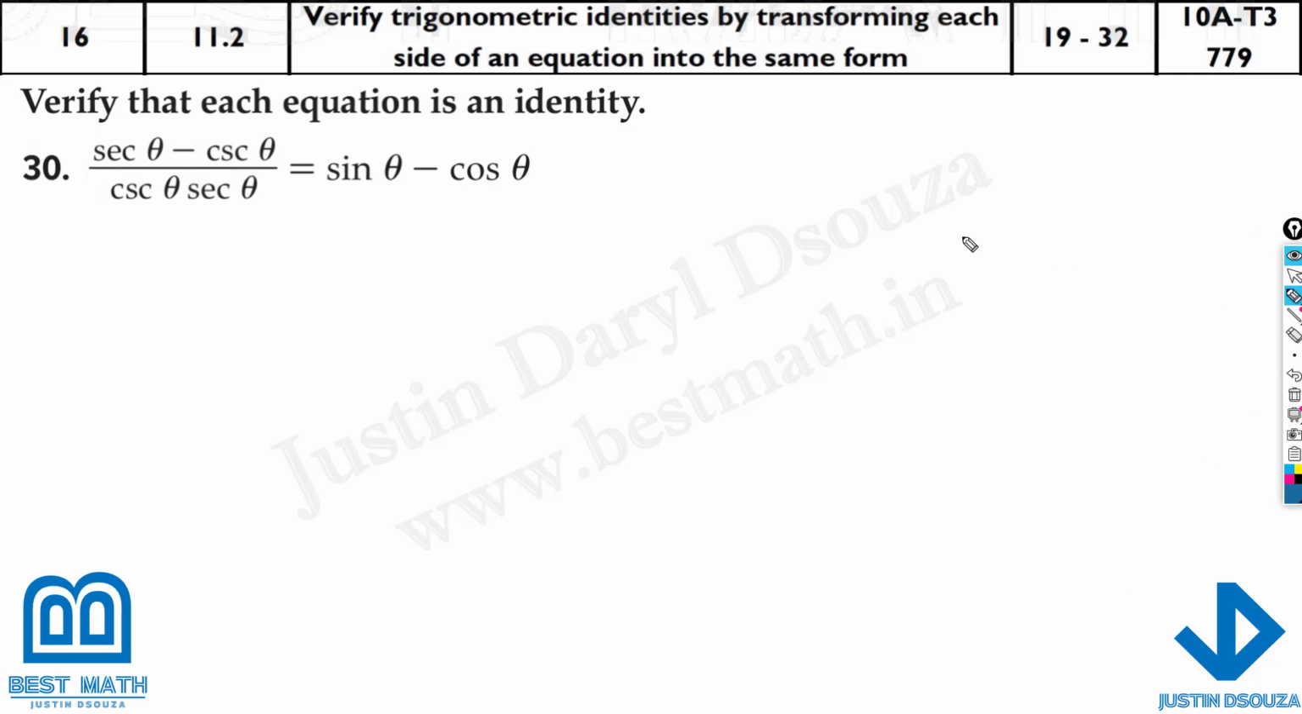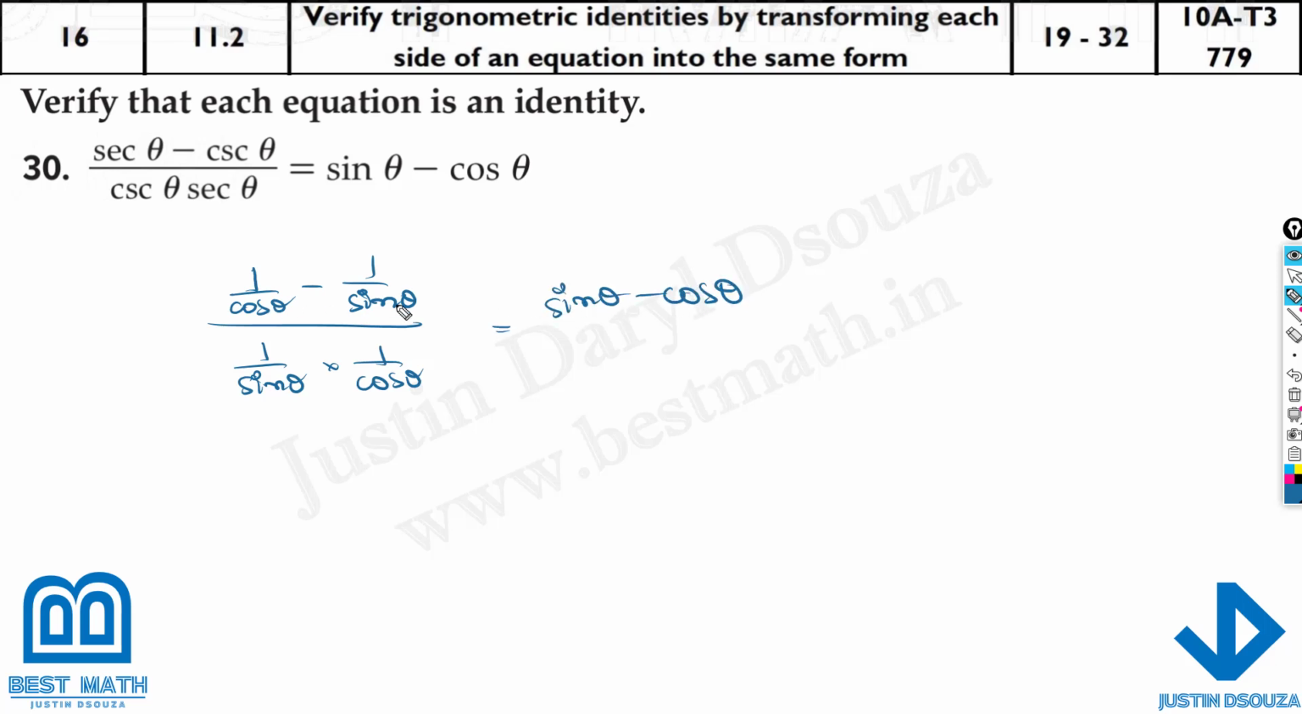We're going to the 30s now, the 30th problem. Here, secant theta minus cosecant theta, that is 1 by cosine theta minus 1 by sine theta. Now this is going to be taking common denominators. It's again 1 by sine theta multiplied by 1 by cosine theta. That should be equal to sine theta minus cosine theta. Now here I need to multiply sine theta by sine theta, so that I'll have the same denominators.